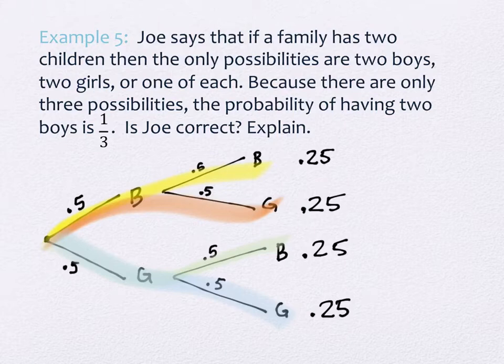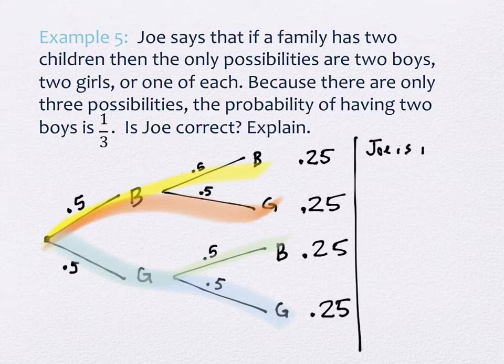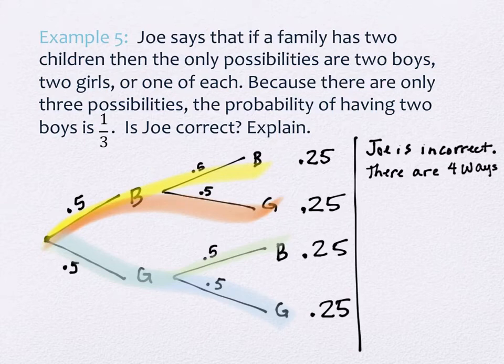So when it says, what would we say to Joe, or explain what Joe's issues are, his incorrect reasoning, the idea is something like this. So Joe is incorrect, because there are 4 ways to have 2 kids. Let's say 2 children.